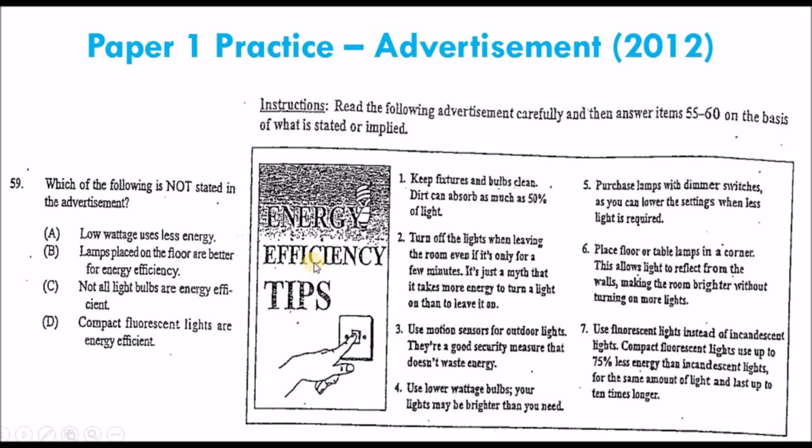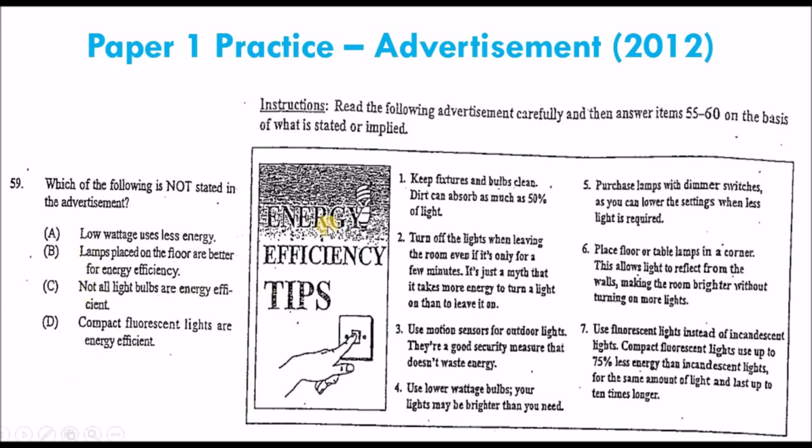A, low wattage uses less energy. Was that stated in the passage? No. This is what I normally do. Since we're looking for the one that was not stated, it is good to eliminate by looking at all the ones that were stated. So if you're able to say, yes, I saw this, yes, I saw this, yes, I saw this, yes. Oh, no, I did not see this. Then the one you did not see would be your answer, right? So B, lamps placed on the floor are better for energy efficiency. C, not all light bulbs are energy efficient. D, compact fluorescent lights are energy efficient.